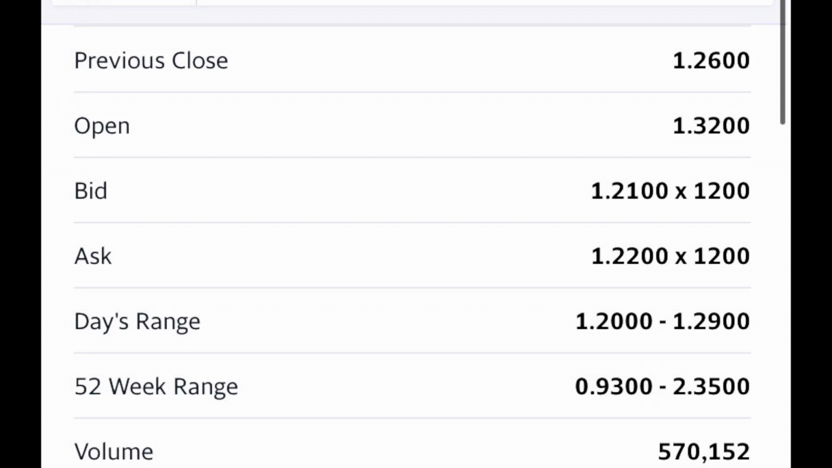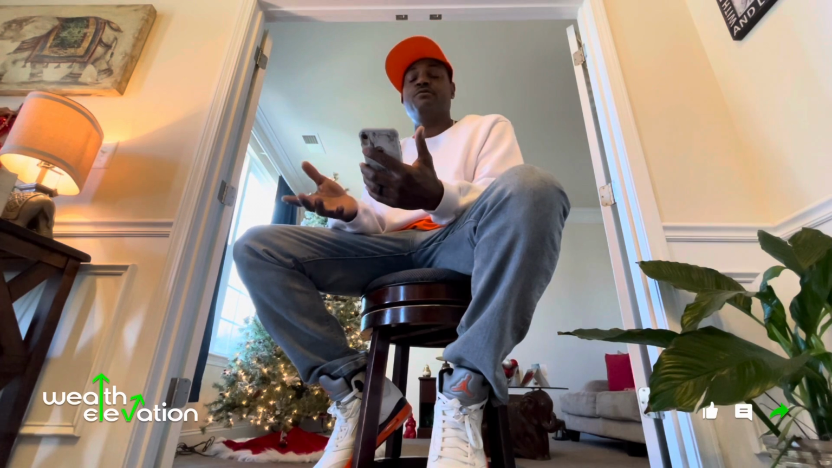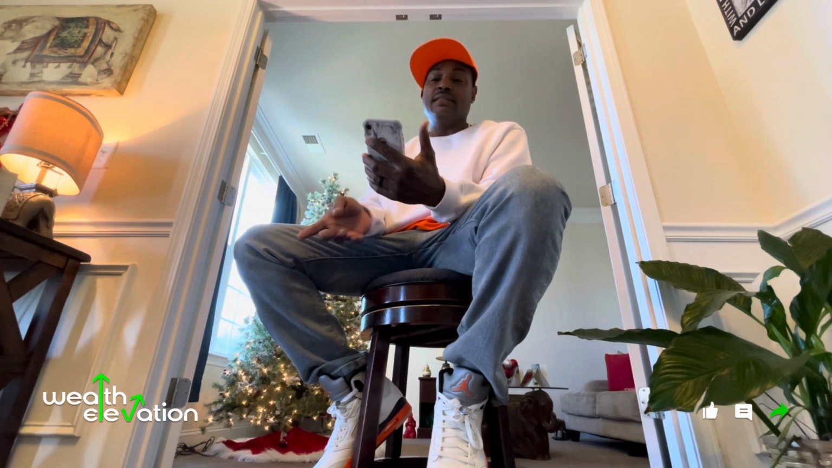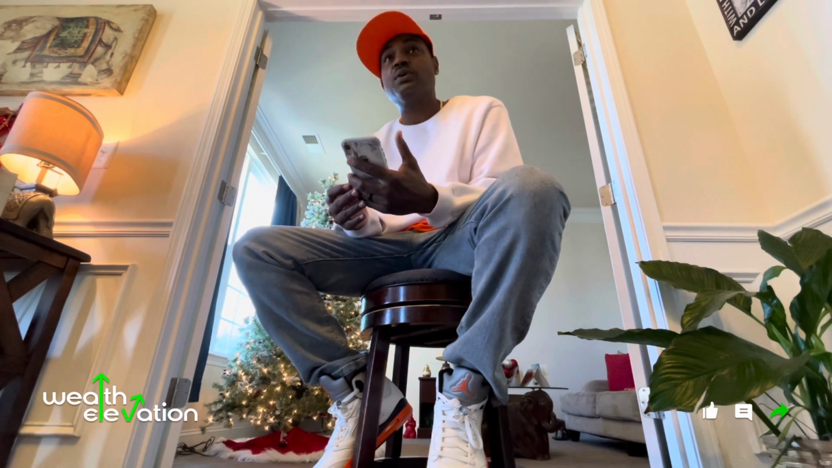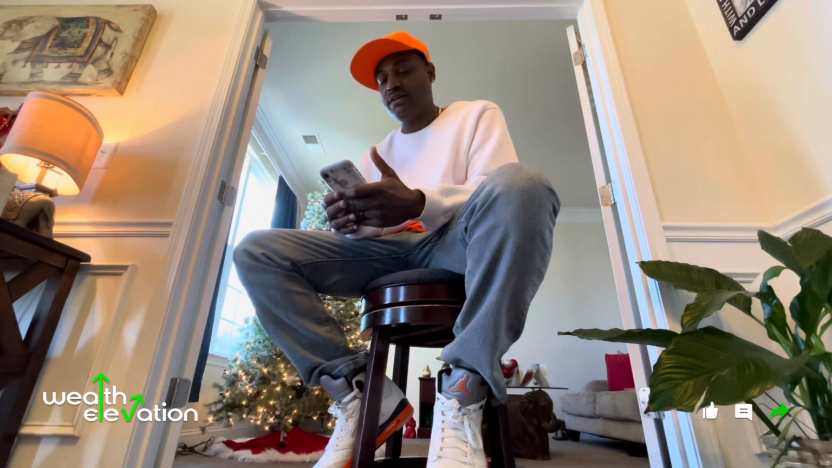I bid that I want to buy, and it's going to show the highest bid that's out there, the highest price that someone is willing to pay for it. And that is going to be 1.21 right now. And they have 1,200 of those shares.